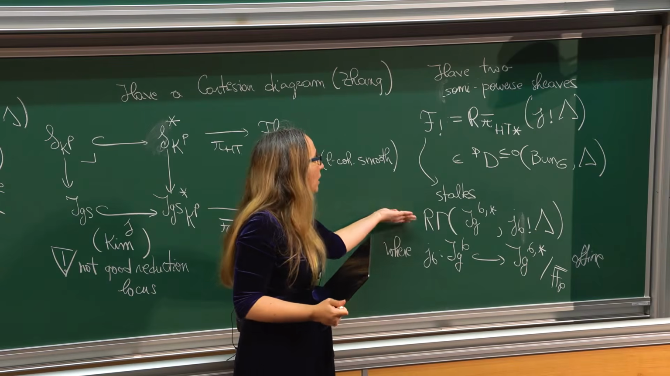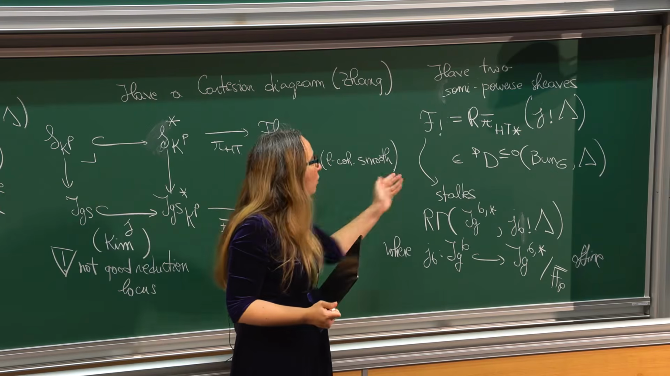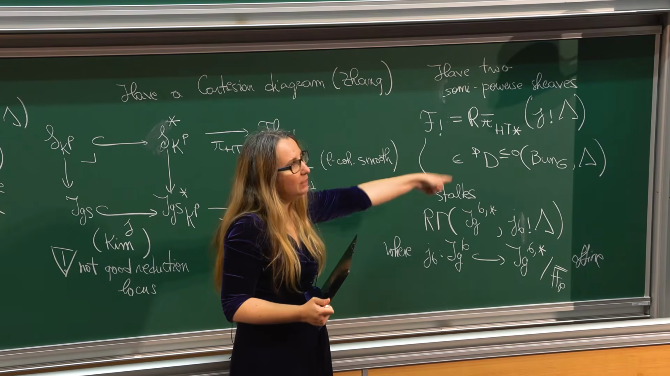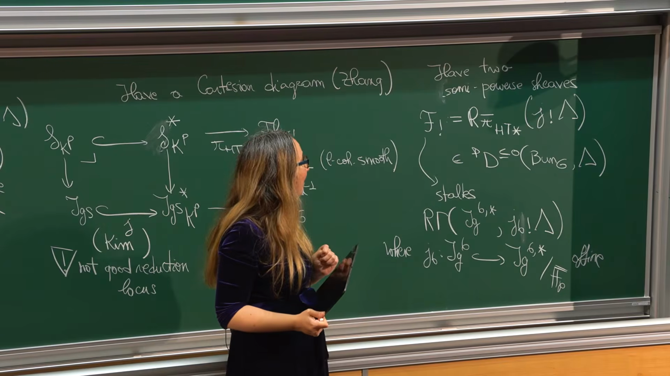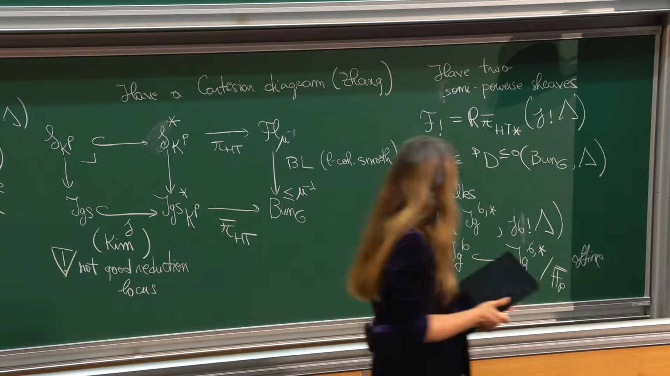And for this reason, you can use Artin vanishing to show that this is in degrees from 0 to the dimension of the Igusa variety. And that exactly checks that this sheaf is, I guess, upper semi-perverse, I think.